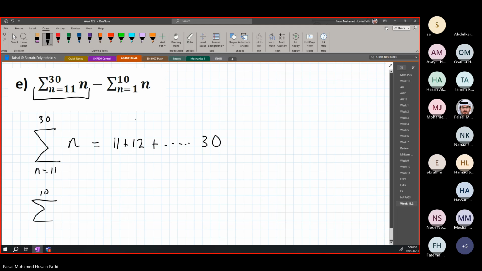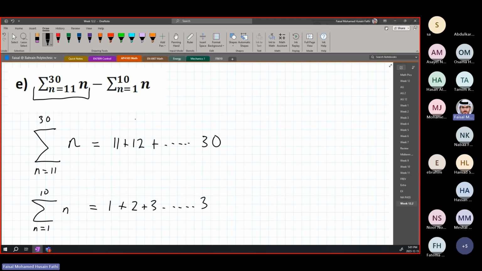It's 10, and from n equals 1. n is equal to 1 plus 2 plus 3 all the way to 10 in this case. You find the number here. Let's say this is A and this is B. At the very end, you're just going to do A minus B. All right? A minus B.